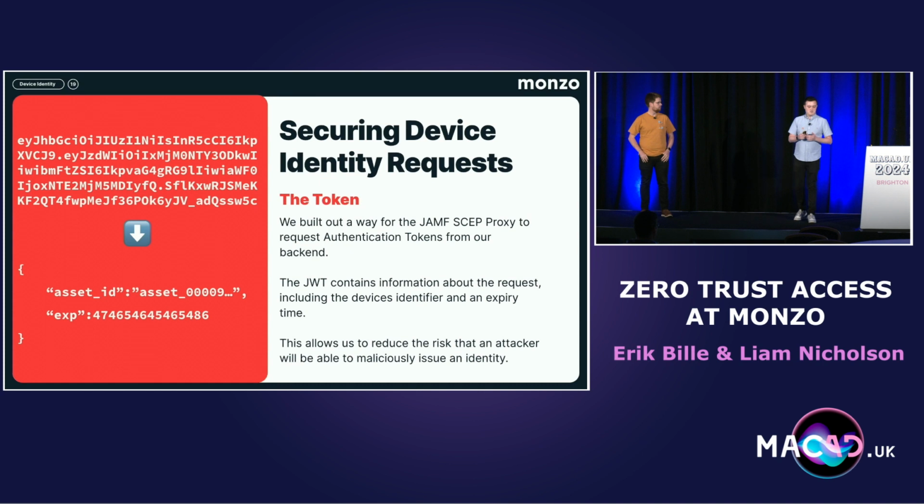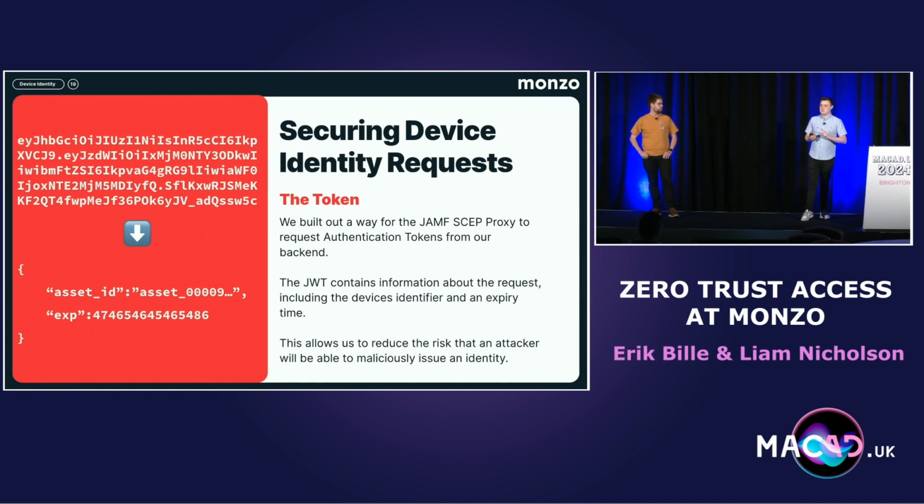This challenge takes the form of a JSON web token. If you're not familiar with the JSON web token, this is essentially a cryptographically verifiable password containing some data. So the data that we include in our JSON web token, as you can see here, is an asset ID, and that's our internal asset identifier for that device, and also an expiry time. These challenges can only be used once. Once they're used, they are invalidated, and they can't be used past the expiry time.